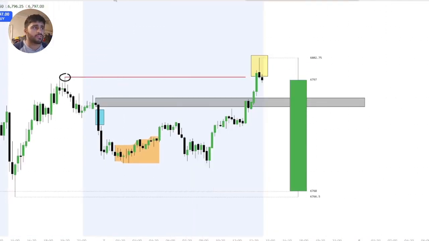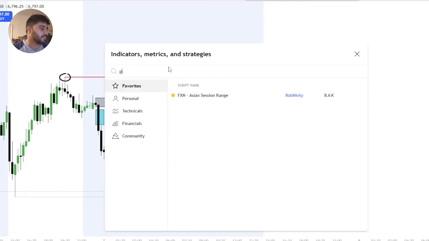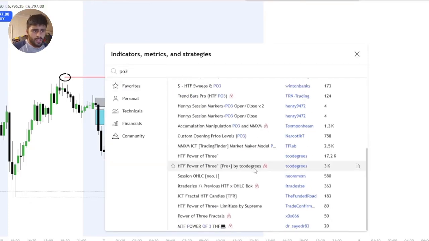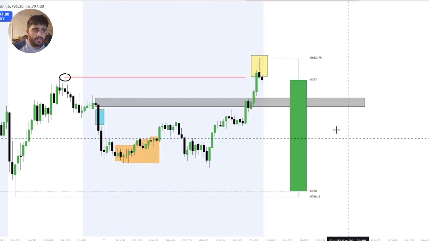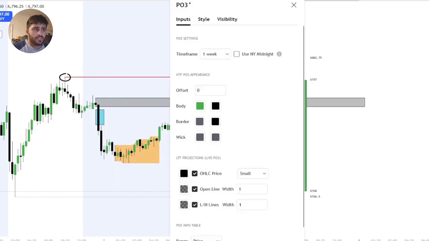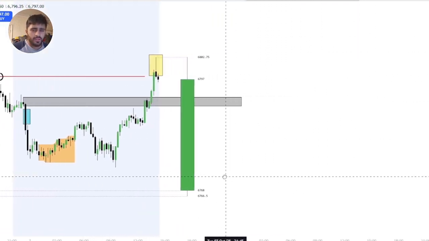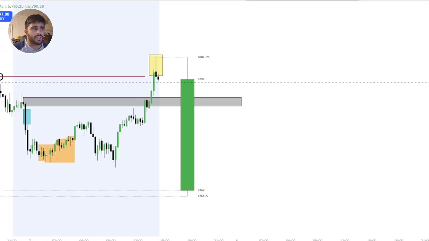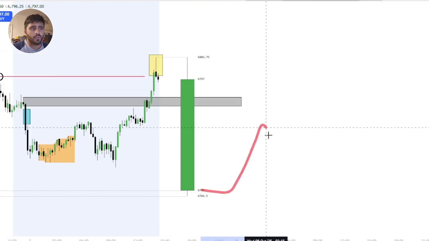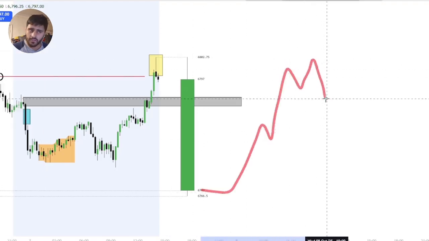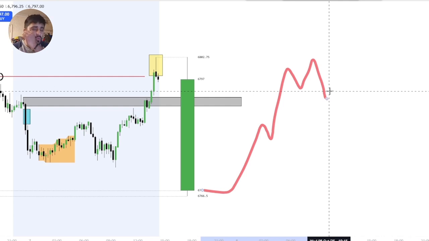So PO3, if you just go to indicators and type in PO3, the one I use is this one by 2 degrees. So this is the weekly candle, right? Let's just position that now. So this is the weekly candle. So for those who don't understand how to use a weekly candle, it's quite simple. The week will open and we will manipulate to the upside, right? We will take out buy side liquidity.